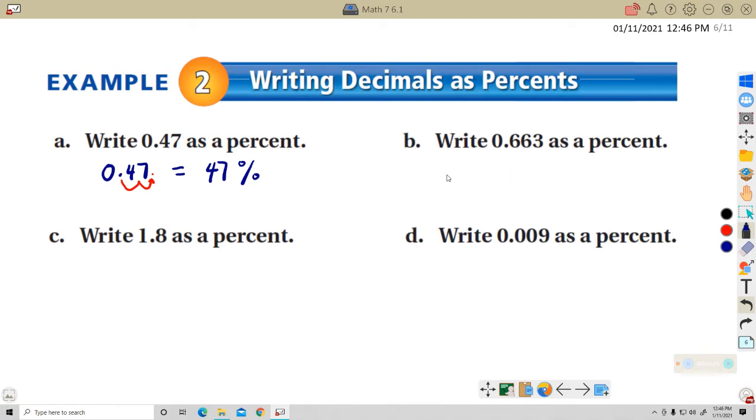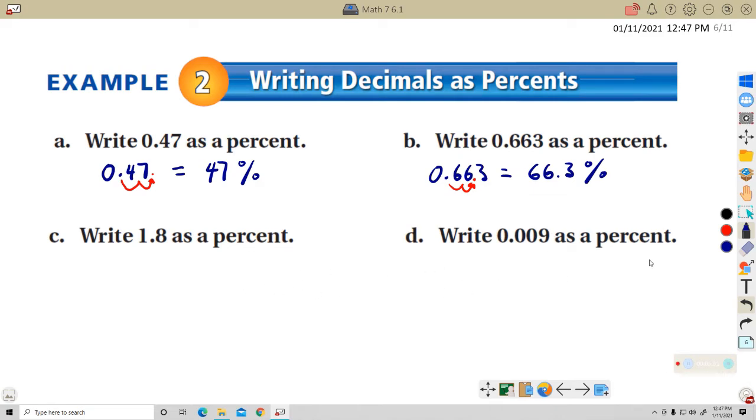B, 0.663. I need to think of this as multiplying by 100. I'm going to move my decimal point 2 spaces to the right. 1, 2. Look what happens in this case. It doesn't end up at the end. So this will be 66, and then the decimal, 3, and then the percent sign. 66.3%.